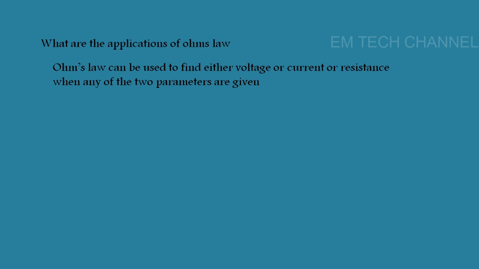So what are the applications of Ohm's law? Ohm's law can be used to find either voltage, current or resistance when any two of the parameters are given. For example, if I know the voltage and the current, but I want to find the resistance of the circuit, you can use the Ohm's law formula to find the resistance. Or if I have the voltage and resistance and I want to find the current, you can similarly use Ohm's law to find the value. We will see it one by one.